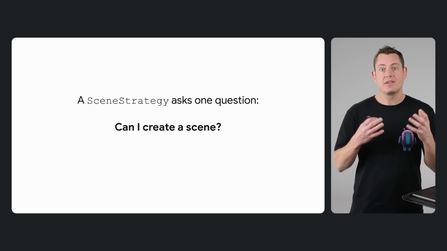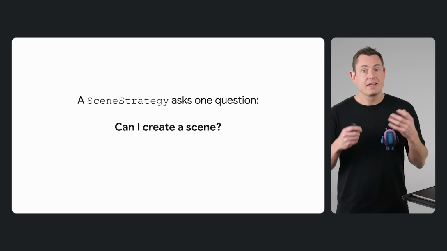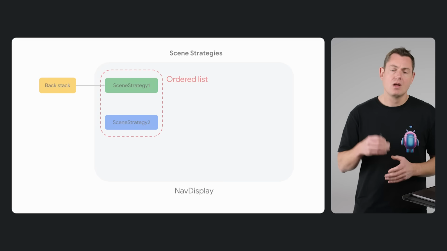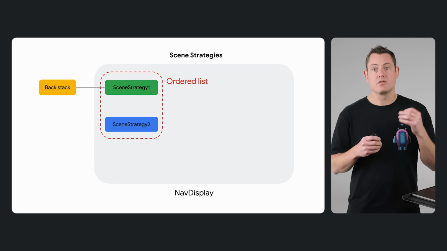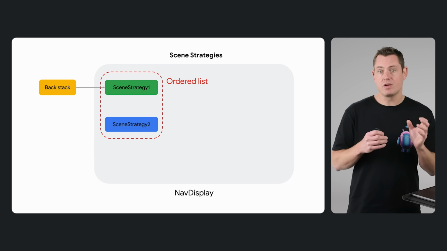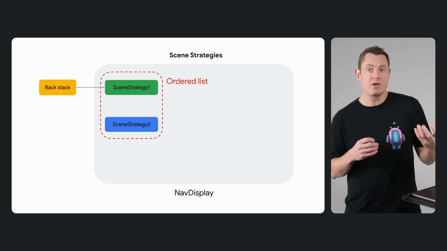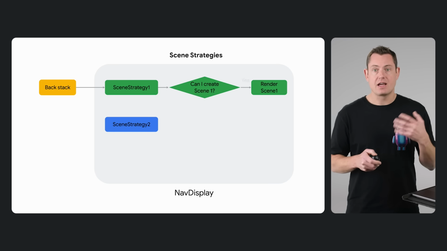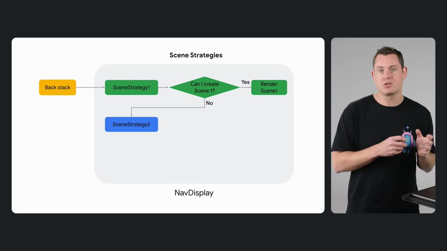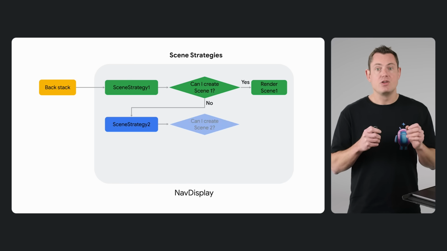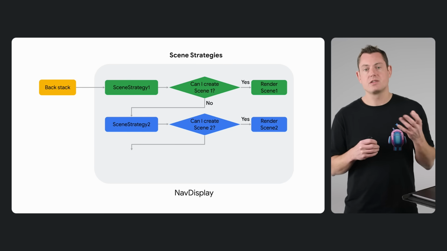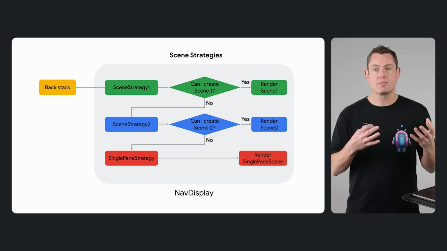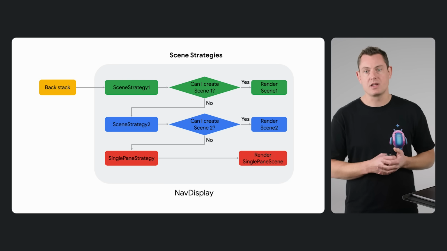A scene strategy essentially asks one question. Can I build a scene? If it can, it returns it. If it can't, it returns null. The Nav display can receive an ordered list of scene strategies using the then infix operator, and each one will be evaluated in turn. If the first strategy can return a scene, then that's the one that's rendered. If not, it moves to the next strategy and does the same thing. If none of the supplied scene strategies can create a scene, then Nav display always falls back to the single pane scene strategy, and the last backstack entry will be rendered in a single pane scene.